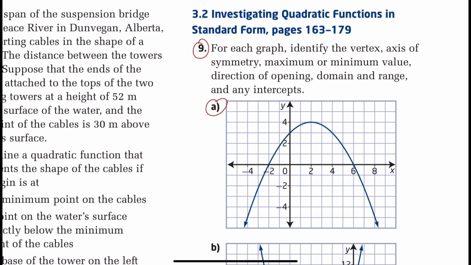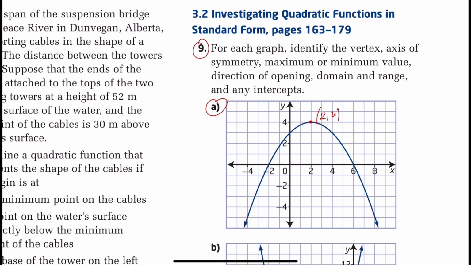So where is the vertex? The vertex is at this point, and this point is x is 2 and y is 4. Basically my axis of symmetry will be x equal to 2. So for the first one, the axis of symmetry, x is equal to 2. The graph has a maximum value at 4, because it just goes down.